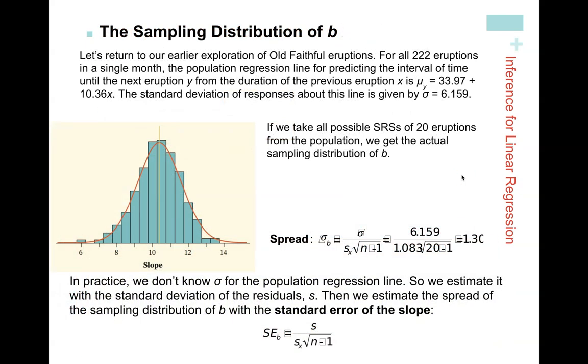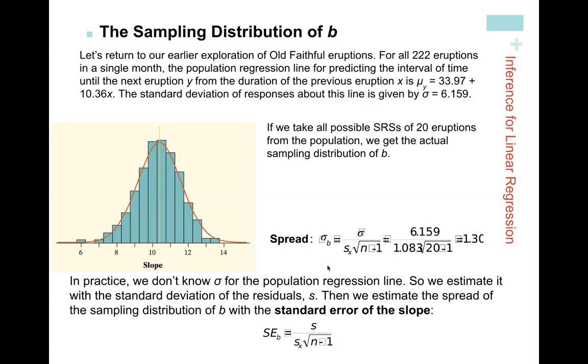Okay, so let's get to the sampling distribution. Let's talk a little bit about the sampling distribution, then we'll get to the step-by-step on constructing a confidence interval and performing a hypothesis test. So the sampling distribution of b is going to look something like this. It's going to be normal. Okay, it's going to be centered at the true beta, the true population slope.